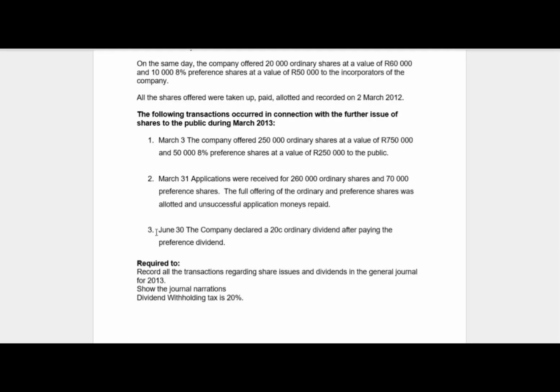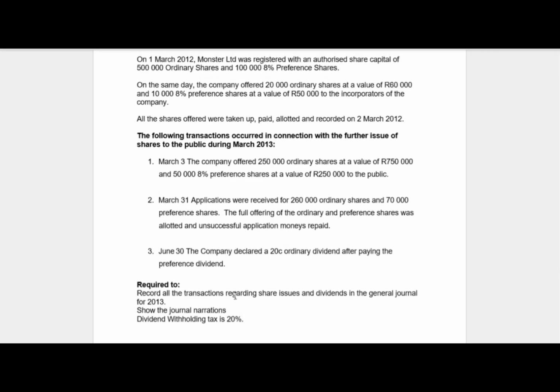And then they say on June 30, the company declared a 20-cent ordinary dividend after paying the preference dividends, right? Then record all the transactions regarding share issues and dividends in the general journal for 2013. Show the general narrations. Dividend withholding tax is 20%, all right? When we calculate our dividends right there.